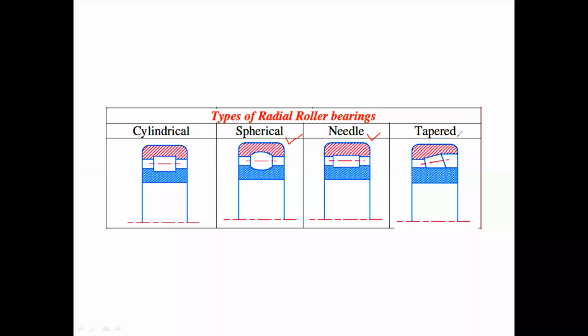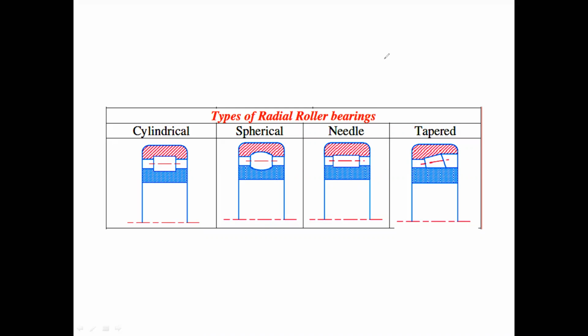And if there is more axial and heavy radial load, tapered bearings are used. So these are the variety of cases. These are the variety of types of roller bearing depending upon the application. Okay. So the application can be like this.